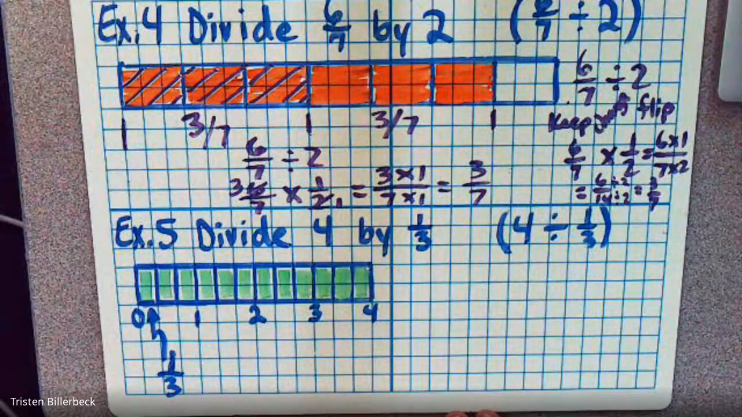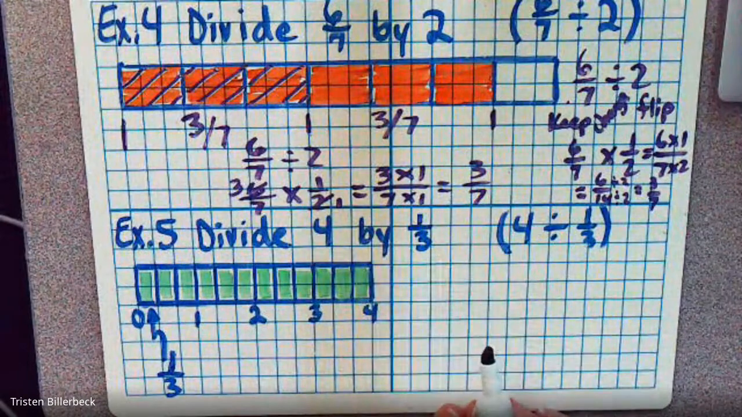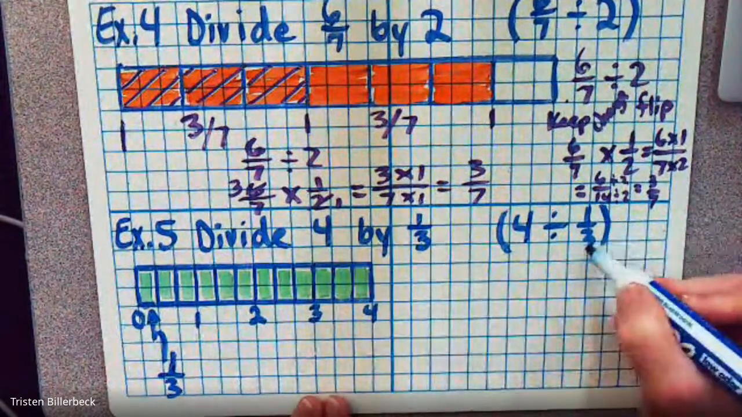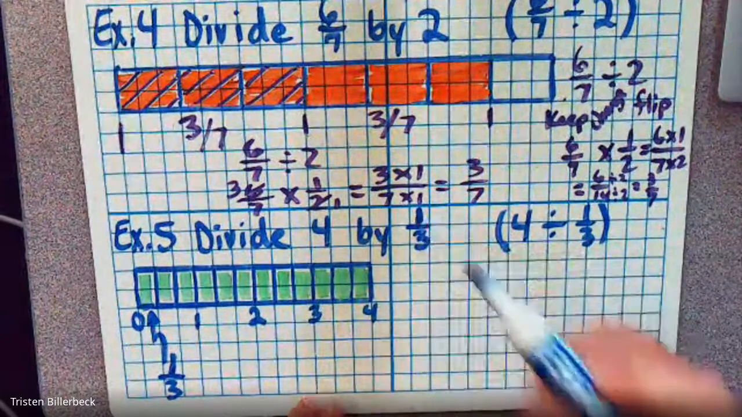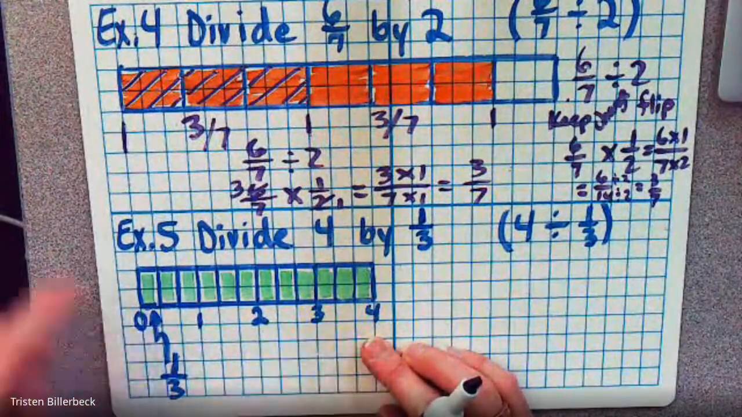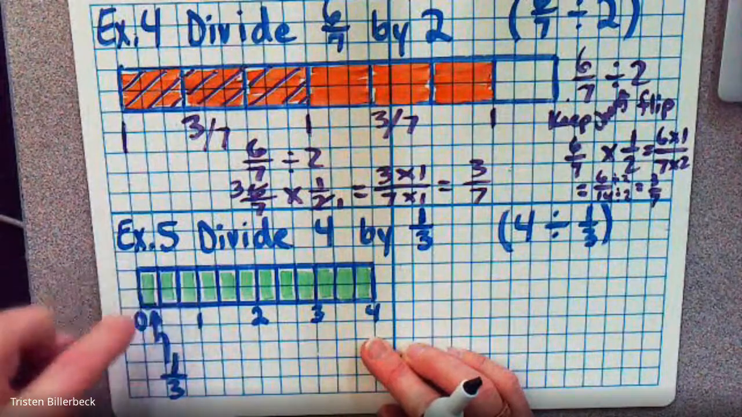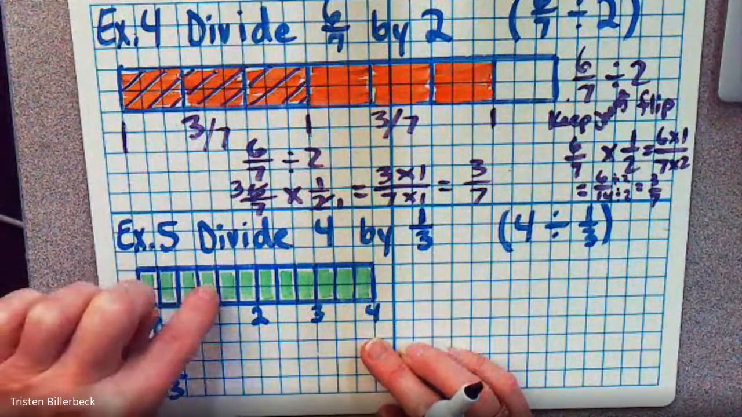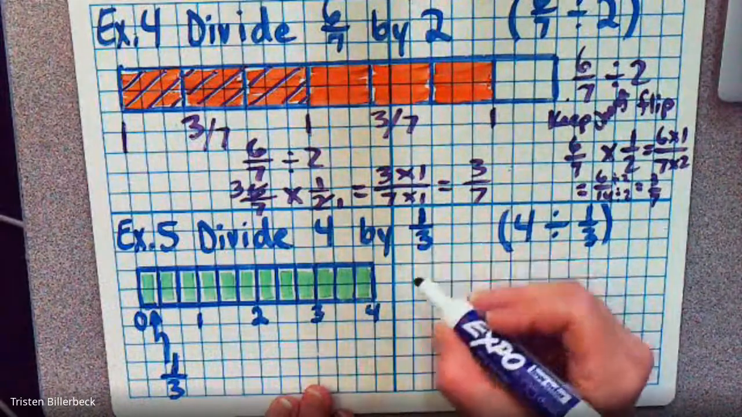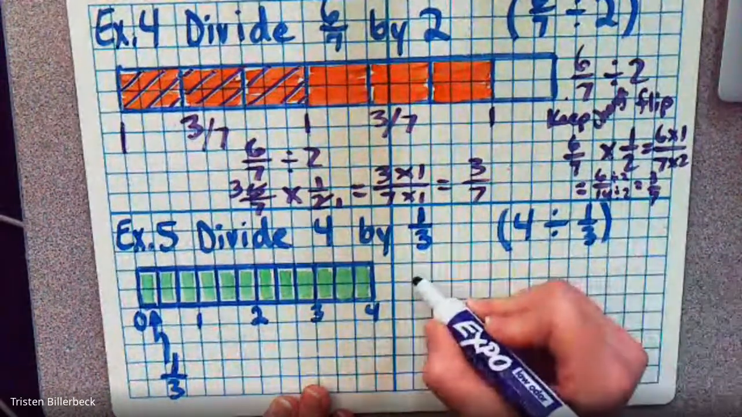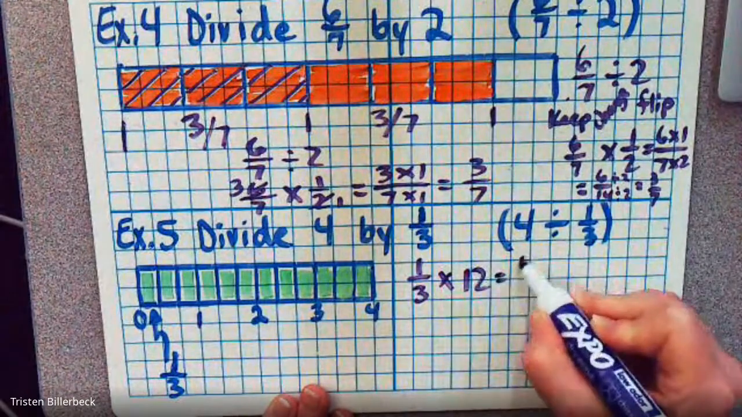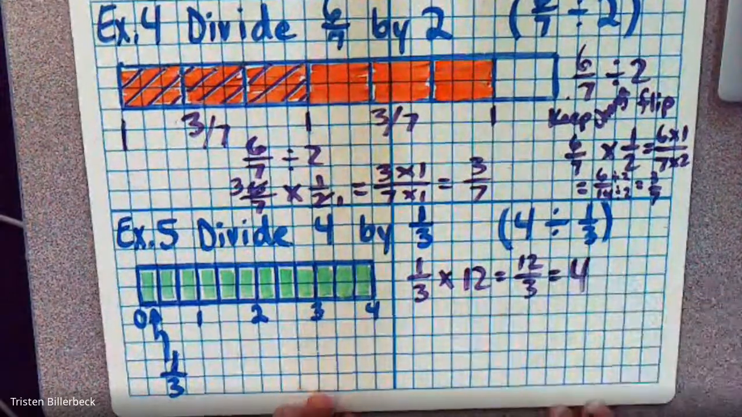All right, so now I'm going to divide 4 by 1/3. So 4 divided by 1/3. Okay, so when we divide 4 by 1/3, I've got 4 here, and I'm dividing 4 into thirds. So I have 1, 2, so each one of these is a third. So 1, 2, 3, 4, 5, 6, 7, 8, 9, 10, 11, 12. So I have 12 thirds, 12 1/3 sections. So if I have 1/3 times 12, that's 12 thirds equals 4. So I have 12 of these sections.